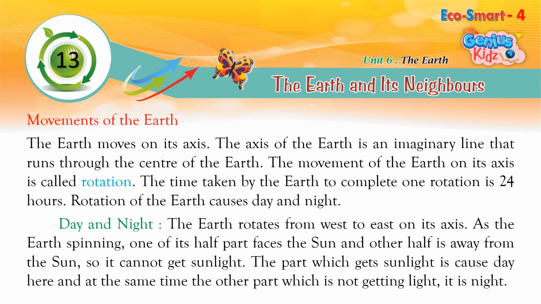As the Earth spins, one half of it faces the sun and the other half is away from the sun, so it cannot get sunlight. The part which gets sunlight is called day, and at the same time the other part, which is not getting light, is night.